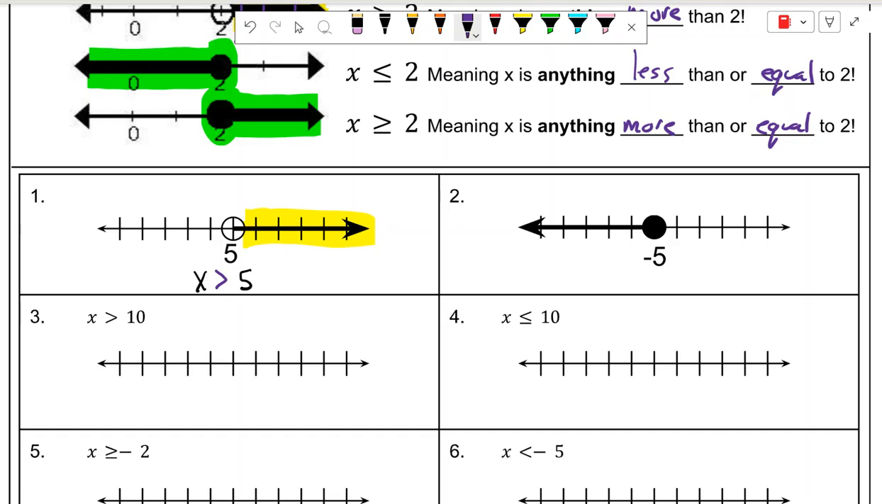Let's try another one. Number 2. This one's closed. So on this one, we can see that it's less than or equal to -5. So we're going to use the variable again, x. We'll use negative 5. And it is less than, but since it's colored in, it's also equal to.